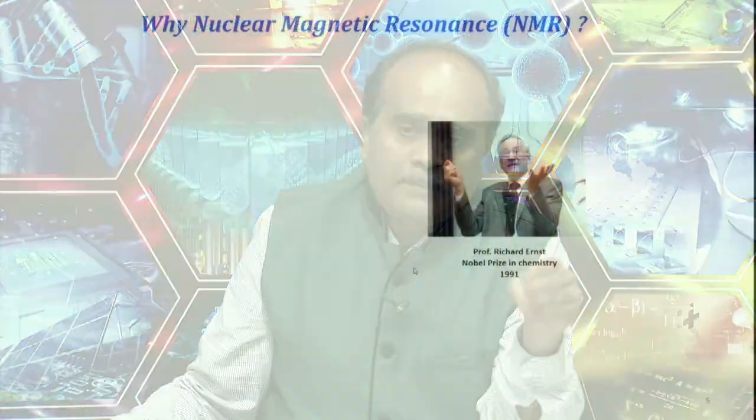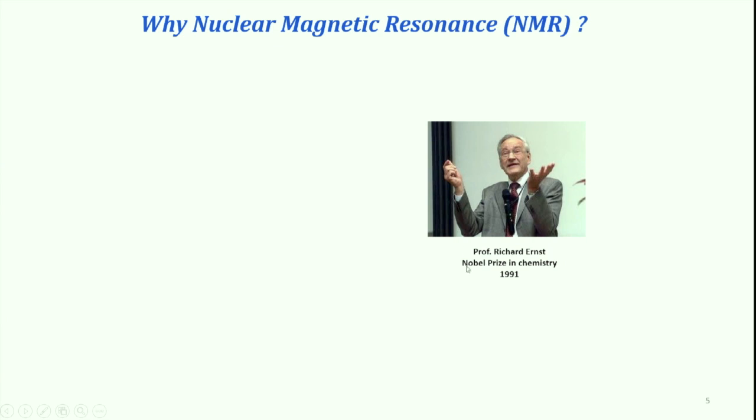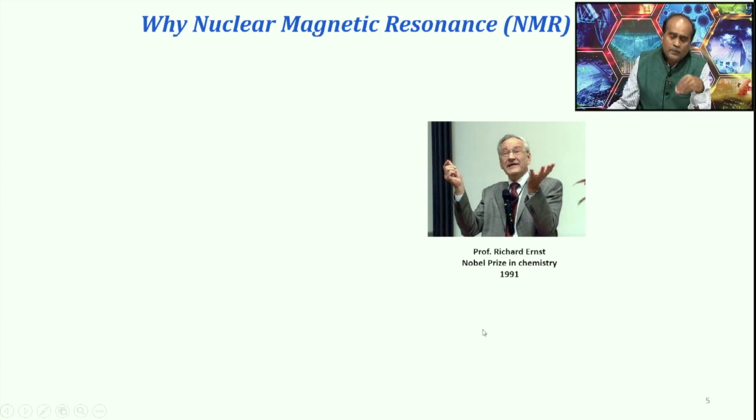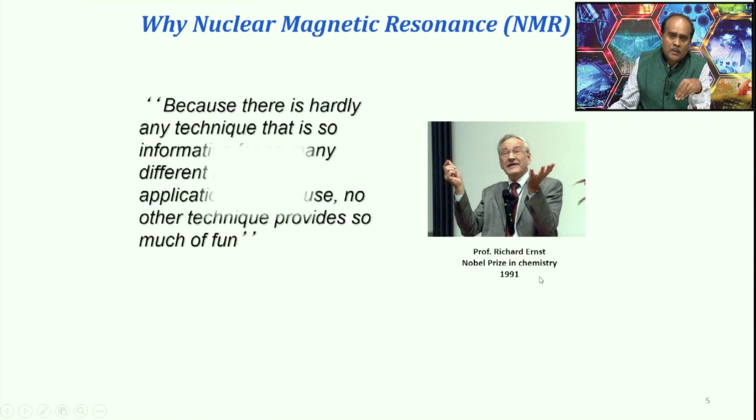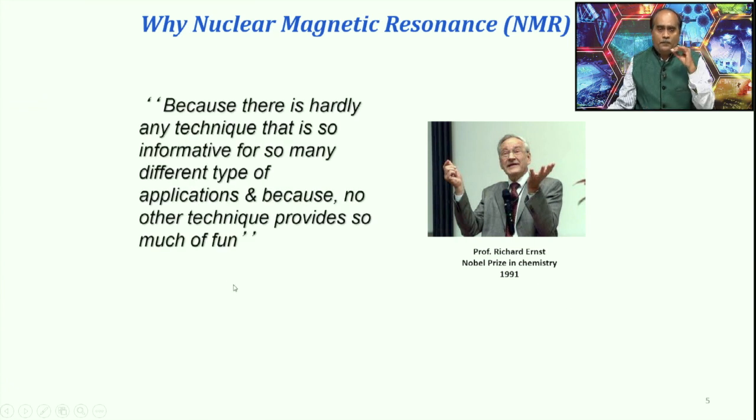Now, the famous person, Nobel laureate Professor Richard Ernst, who got the Nobel Prize for developing Fourier transform NMR in 1991, once said that there is hardly any technique that is so informative for so many different types of application, and no other technique provides so much fun. NMR not only gives you information, doing the experiment with NMR is also a pleasure, because every day you learn new things.